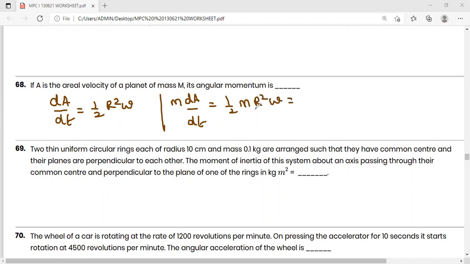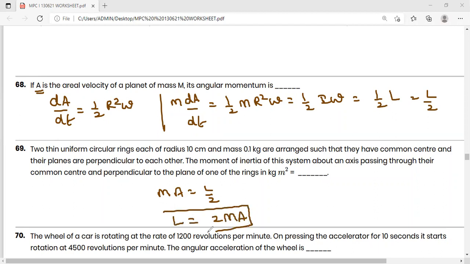m r square is the moment of inertia only. This is half into I omega. I omega is nothing but angular momentum L only. So this is L by 2. So m into areal velocity, area by time, that was taken simply as A only. So m A equals L by 2. So angular momentum L will be how much then? L will be 2 m A. So the second option will be the correct one here.